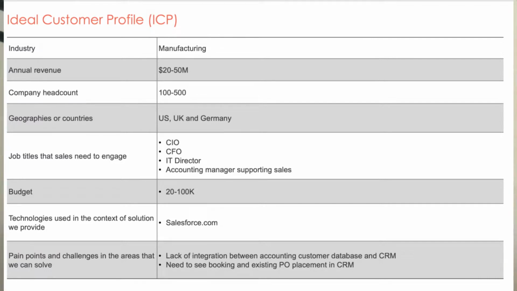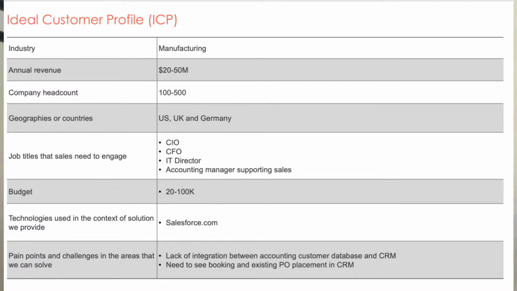The job titles that salespeople need to engage to make sure that you can close the deal are CIO, CFO, IT directors, and accounting managers supporting sales, for example. And the software you tend to sell is probably on the high end because it's used by enterprises. And the budget that you are looking for the company to have is about $20,000 to $100,000, depending on, say, the licensing of the users. And the technology they must have, or technology that needs to be used in the context of the solution that you will provide, is that they need to be on Salesforce.com.